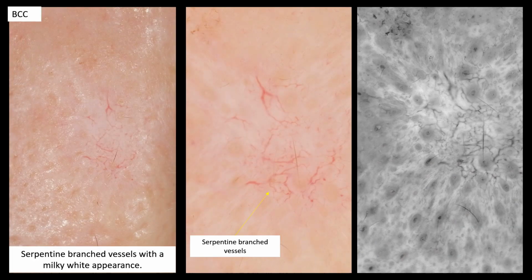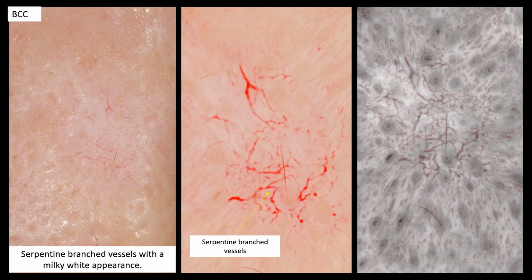In this case, very, very subtle both clinically and dermoscopically, as well as in a near ultraviolet light mode. But when we use the vascular enhancer, we can now make our diagnosis of a basal cell carcinoma.